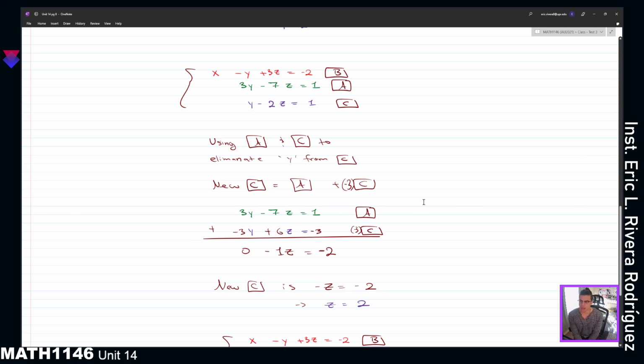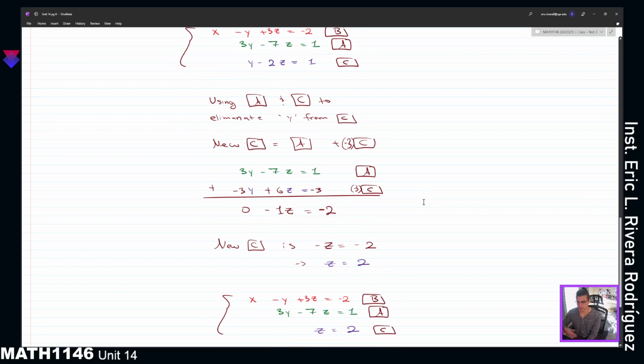So then using A and C, I focus on the y term on C, so I wanted to eliminate y from C. And to do that, I multiply C by -3 and then add it to A. When I did that, I get a new C. And this C just contains one variable, and it just was z equal to 2.